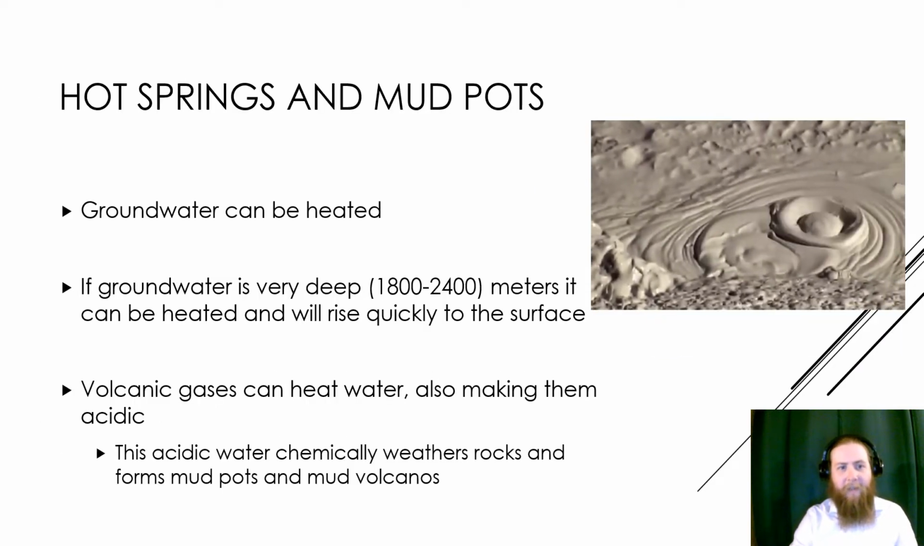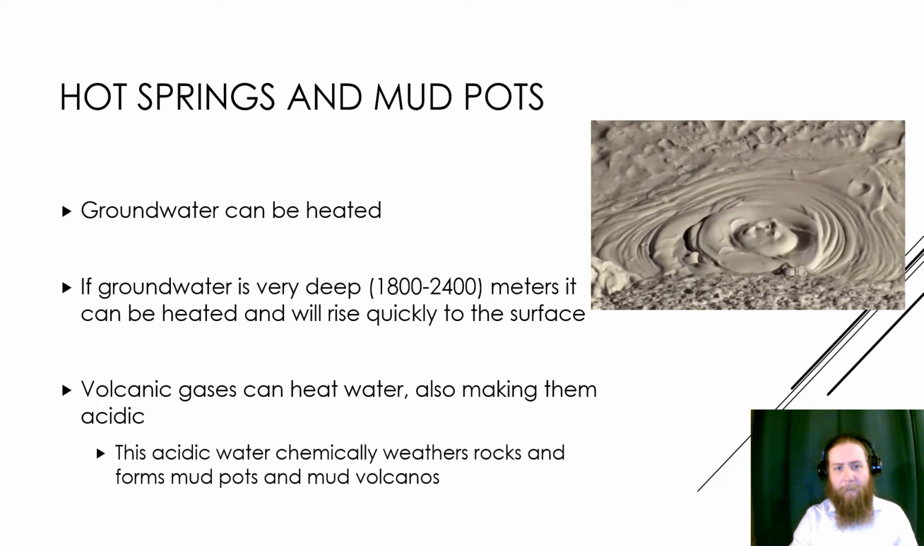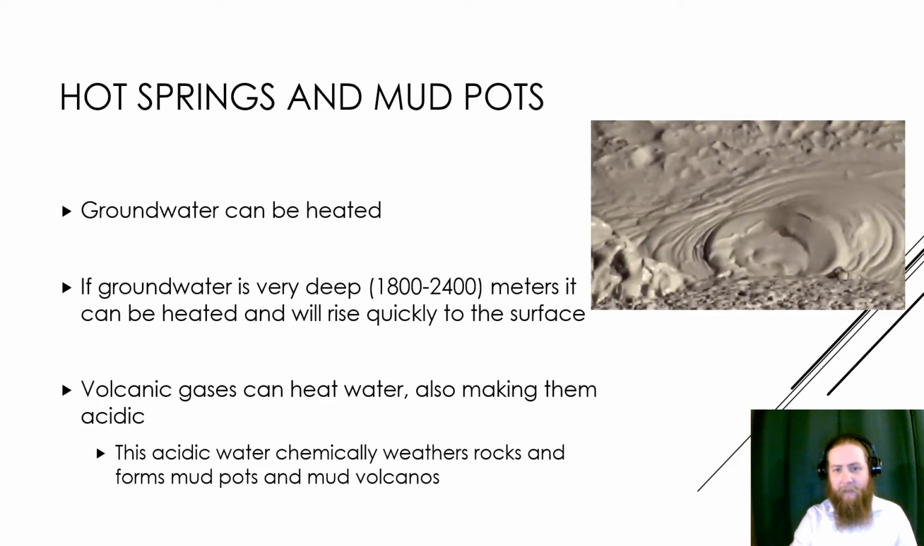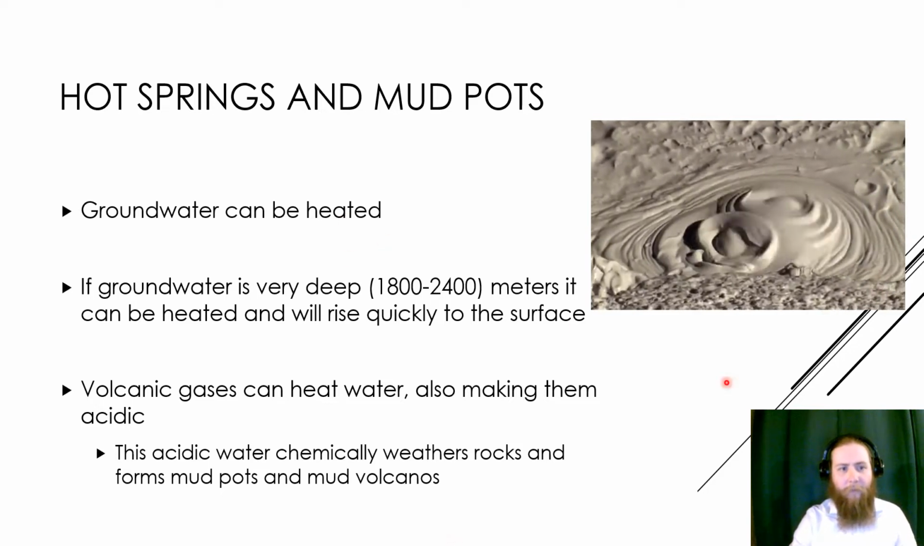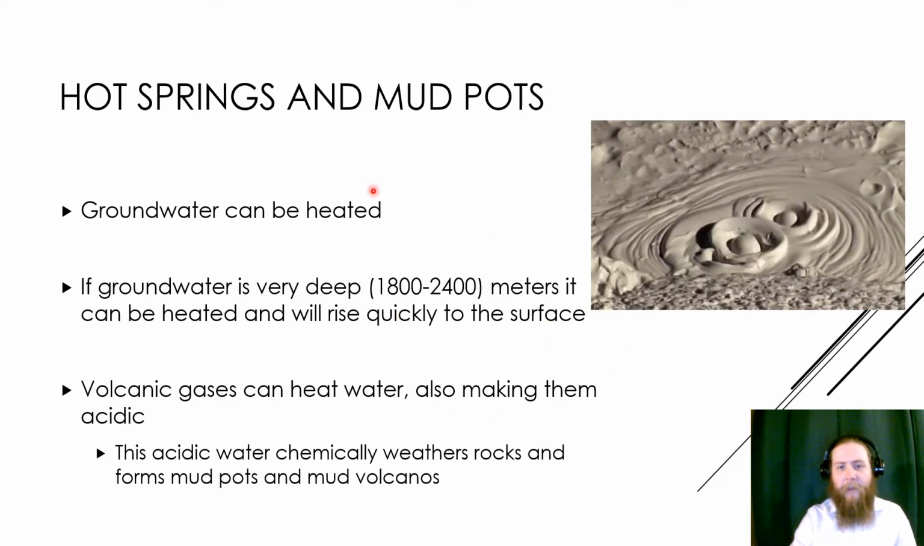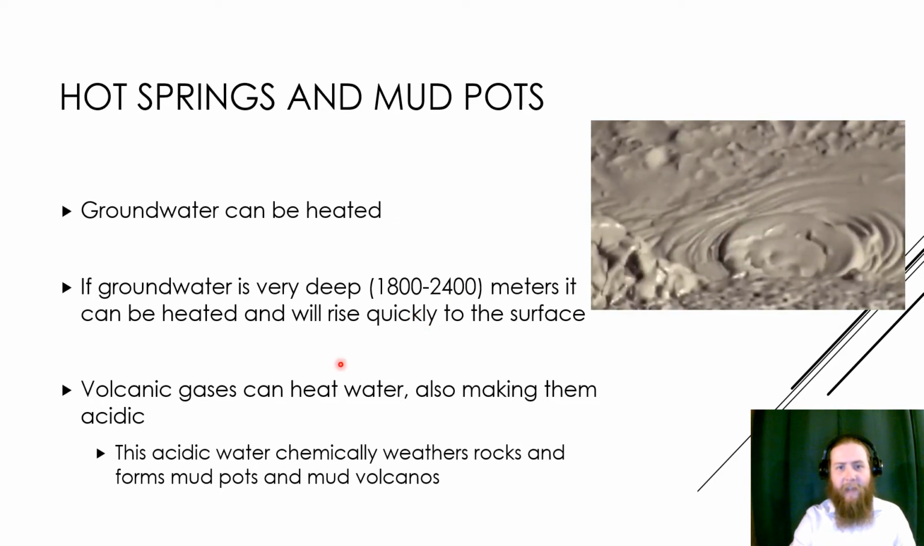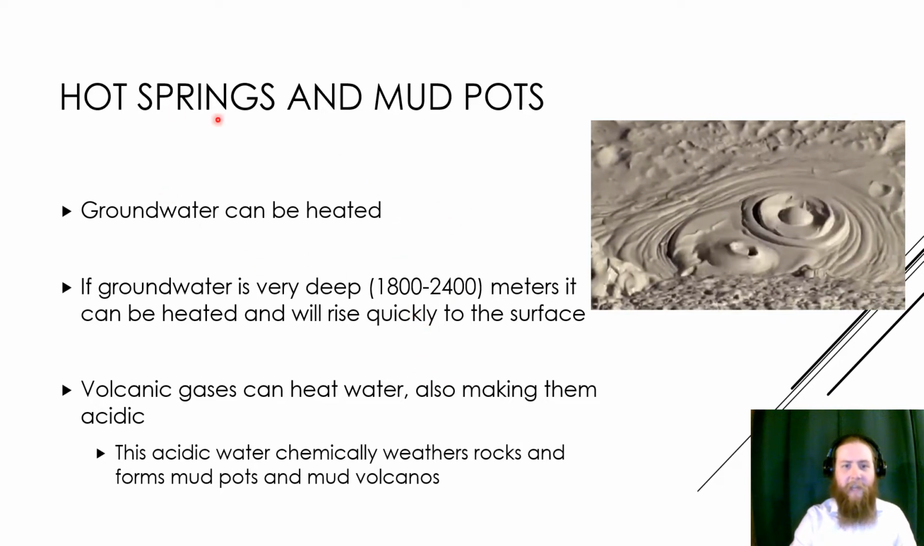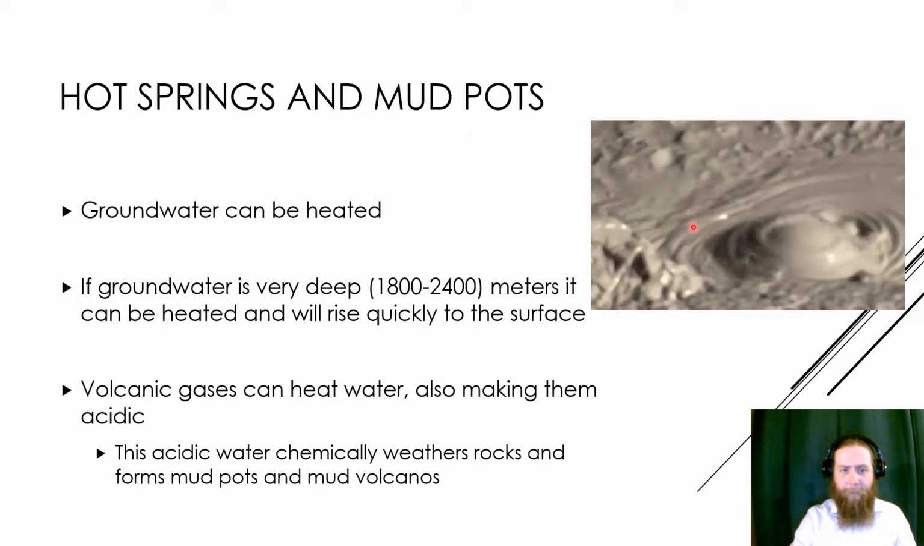All right, hot springs and mud pots. Groundwater being underground can get into that part of underground where it is very warm, somewhere in the 1800 to 2400 meter area. It will become heated. As things heat, they expand and they rise. So this heated water will go towards the surface.